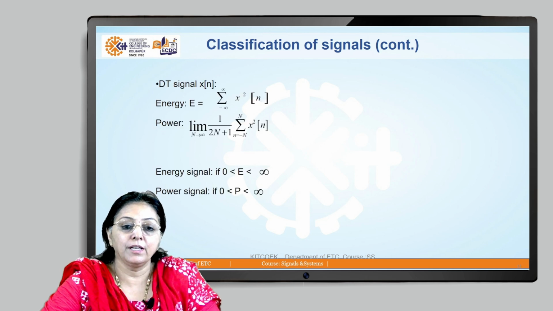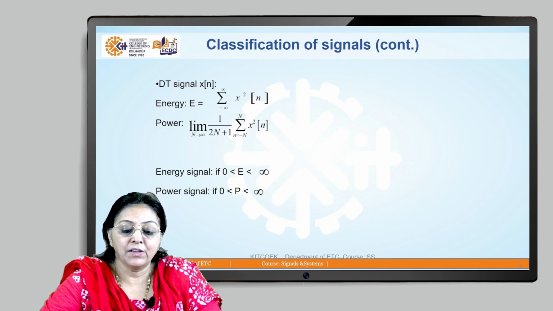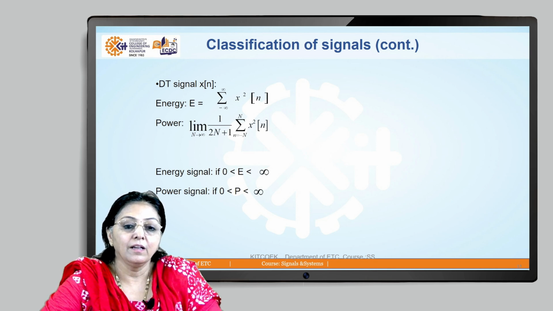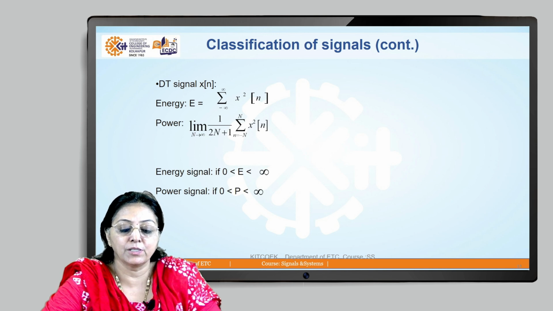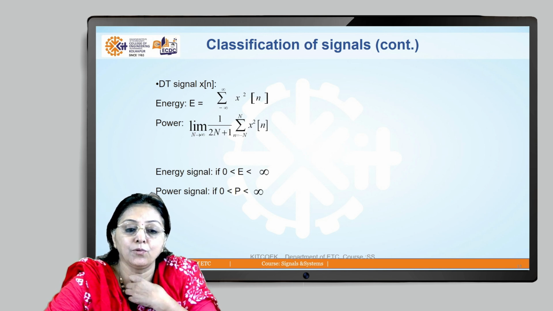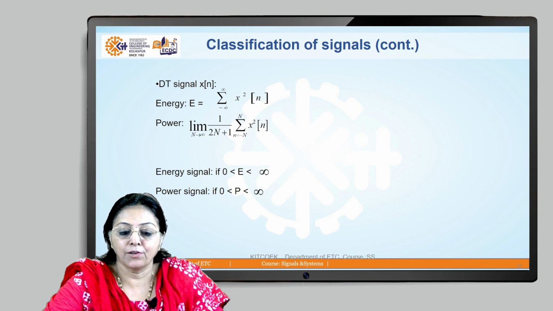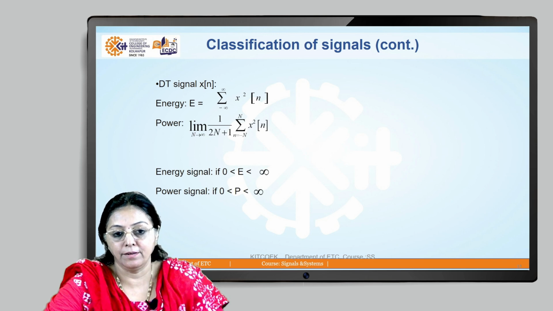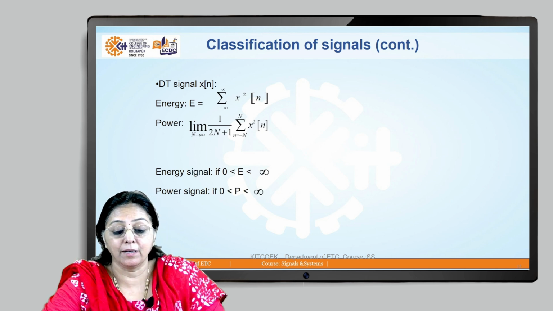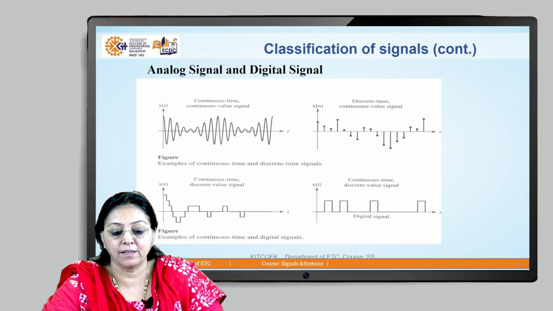Okay. Now, in the same way we use this for the discrete time signal. Instead of the integration from minus infinity to plus infinity, here we use a summation from minus infinity to plus infinity, n varies, and the limit is also the same here. Instead of minus T to plus T, we use minus N to plus N.